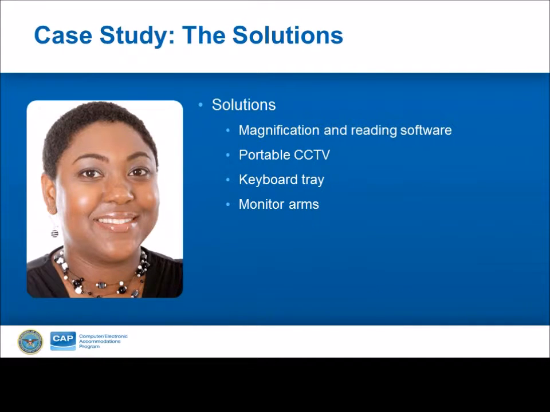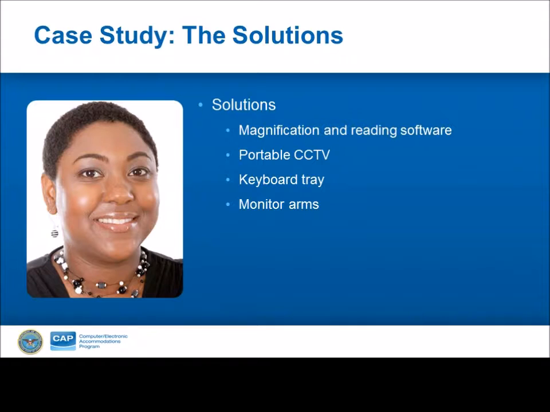For this employee, CAP was able to provide a variety of workplace accommodations to help her do her job. The devices chosen for this particular individual to address her vision limitations included magnification reading software, which alleviated some of the eye strain she experienced while using the computer, and a portable CCTV that was used to magnify hard copy documents provided during meetings or presentations.